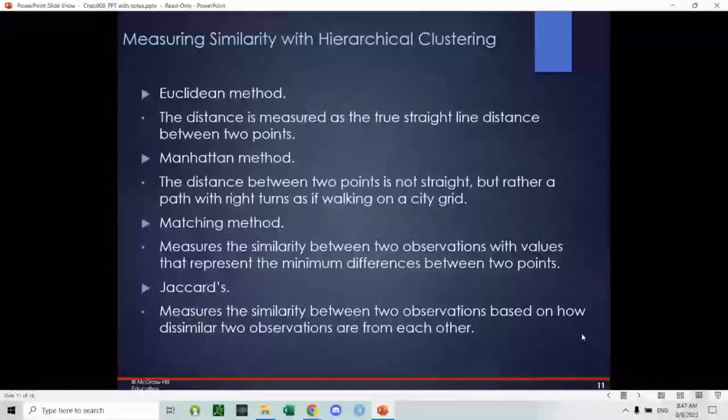Well, I thought I had more on that one. So this is the end of the presentation on cluster analysis. This presentation should be used to help you with homework 10 and 11.